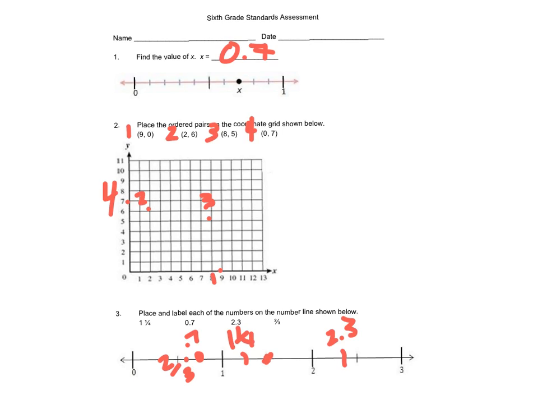1 and a half is there, and so if this is 1/2, then it's halfway to that, so it's 1 1/4. And then we have 0.7, that's right there. If you kind of envision that being divided into tenths, 0 to 1, that would be 0.7. And then also we have 2/3 there. That's really close to 0.7. And then 2.3, 2 and 3/10, that would be about there.